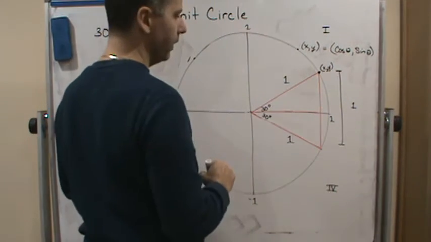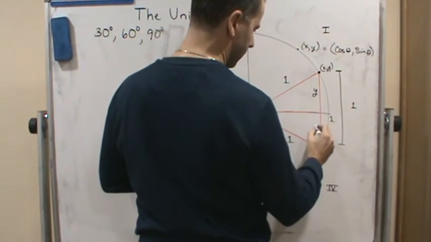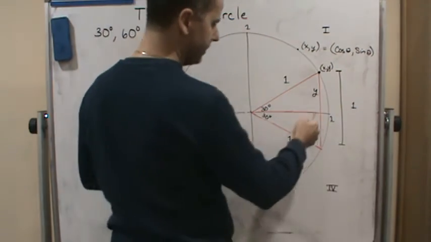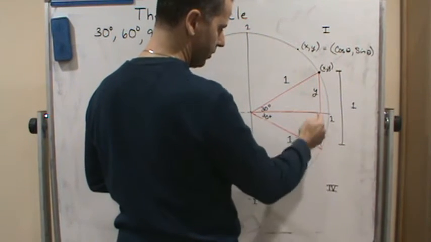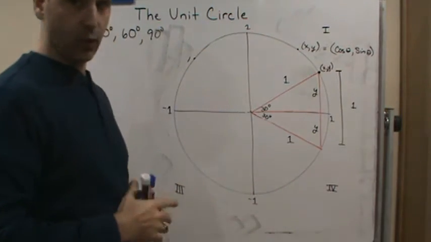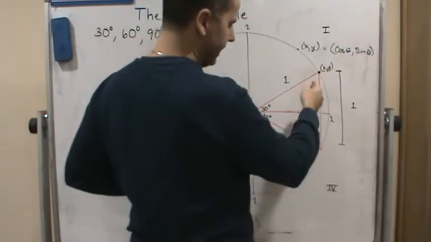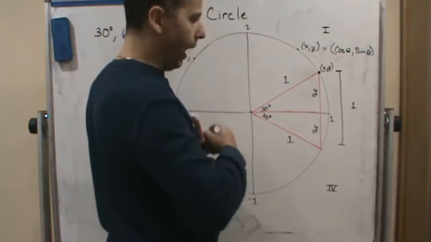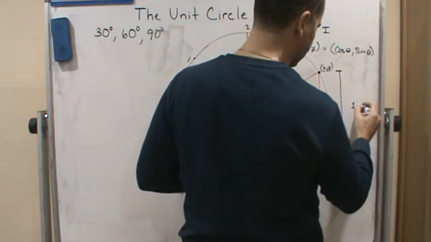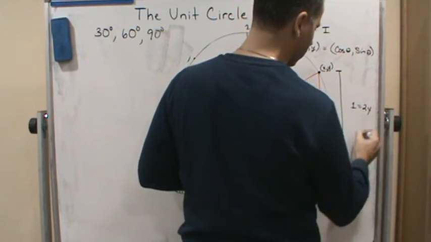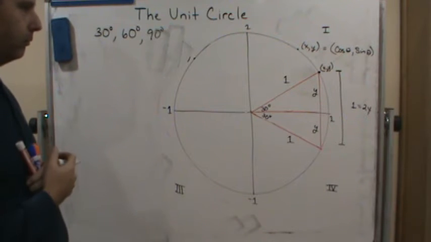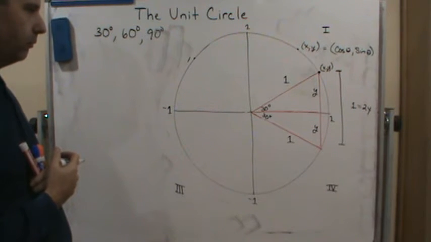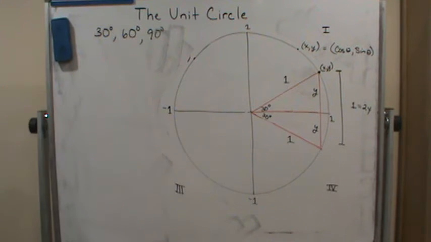But also, keep in mind that's x, y. So this here is y, and so is this distance y. This distance from the x-axis is y, and this distance here is also y, in the negative direction, but it's y. So that means this distance here is 2y. So we have this equation, 1 equals 2y. Okay, that's where we're at.